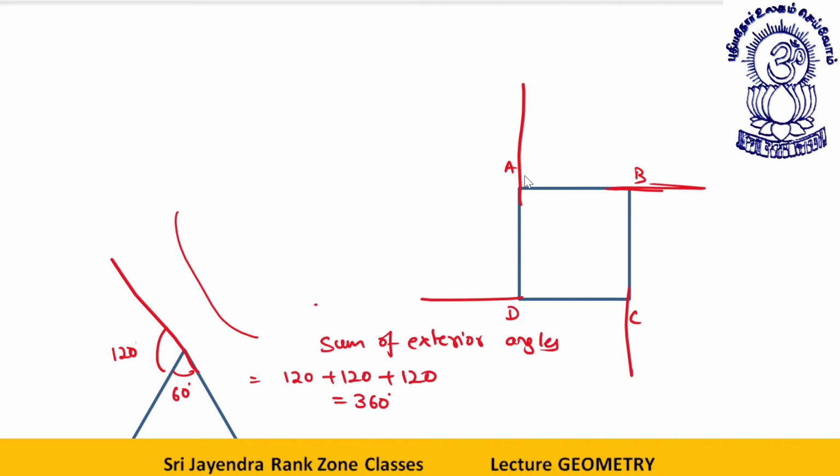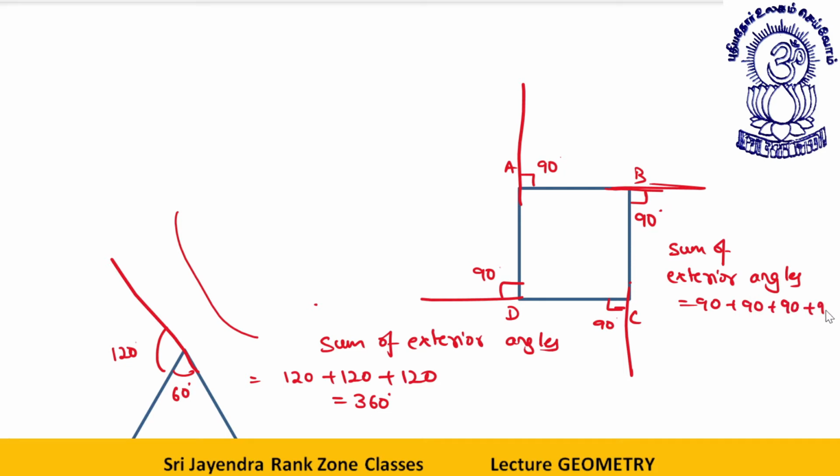What is going to happen, dear friend? This angle is 90 degrees. This angle is 90 degrees. This exterior angle is 90 degrees. This last exterior angle is 90 degrees. So what do I observe? The sum of exterior angles will be what? 90 plus 90 plus 90 plus 90. That is, I have added 90 four times.